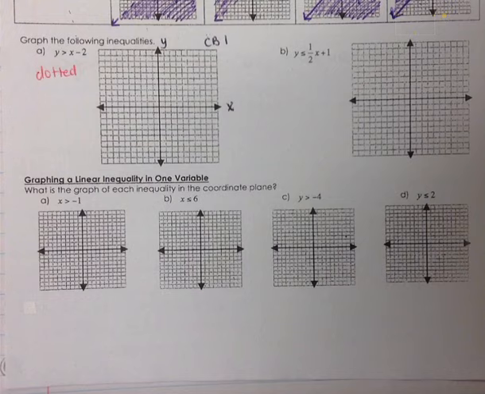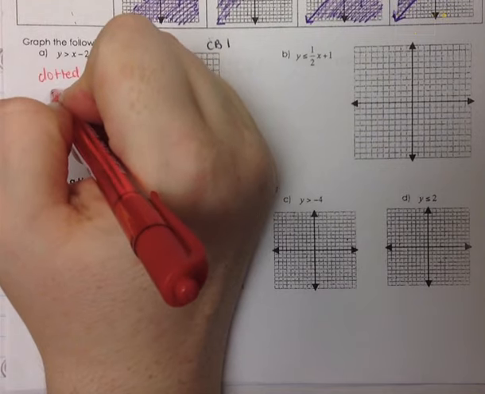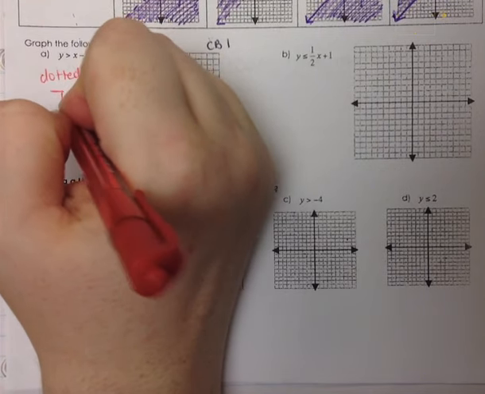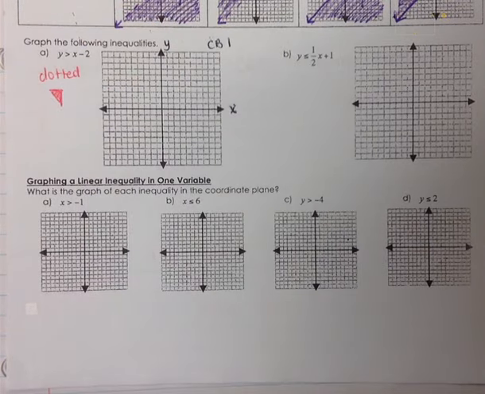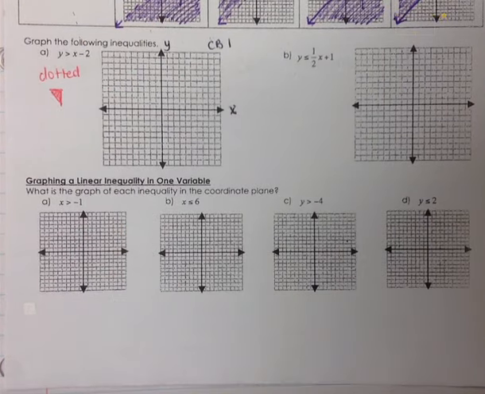And it says y is greater than. So that means that we are going to be shading above the line. So greater than in our calculator symbol will be the triangle that's pointing to the top right. So I'm going to do this by hand, and then I'm going to do this in the calculator as well.